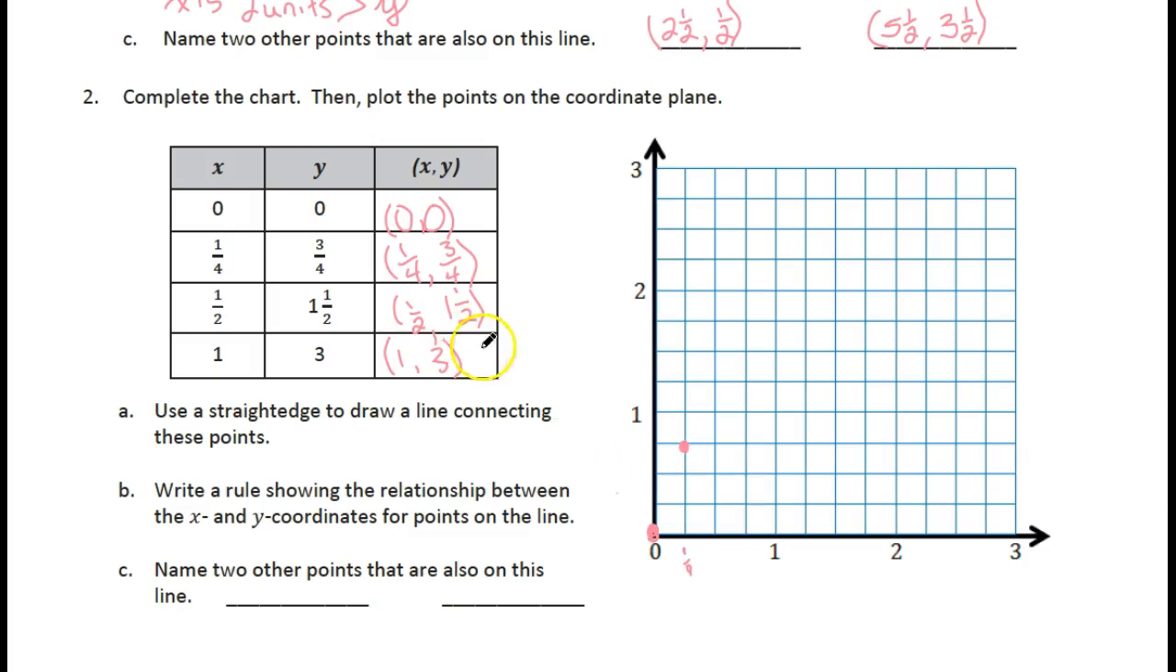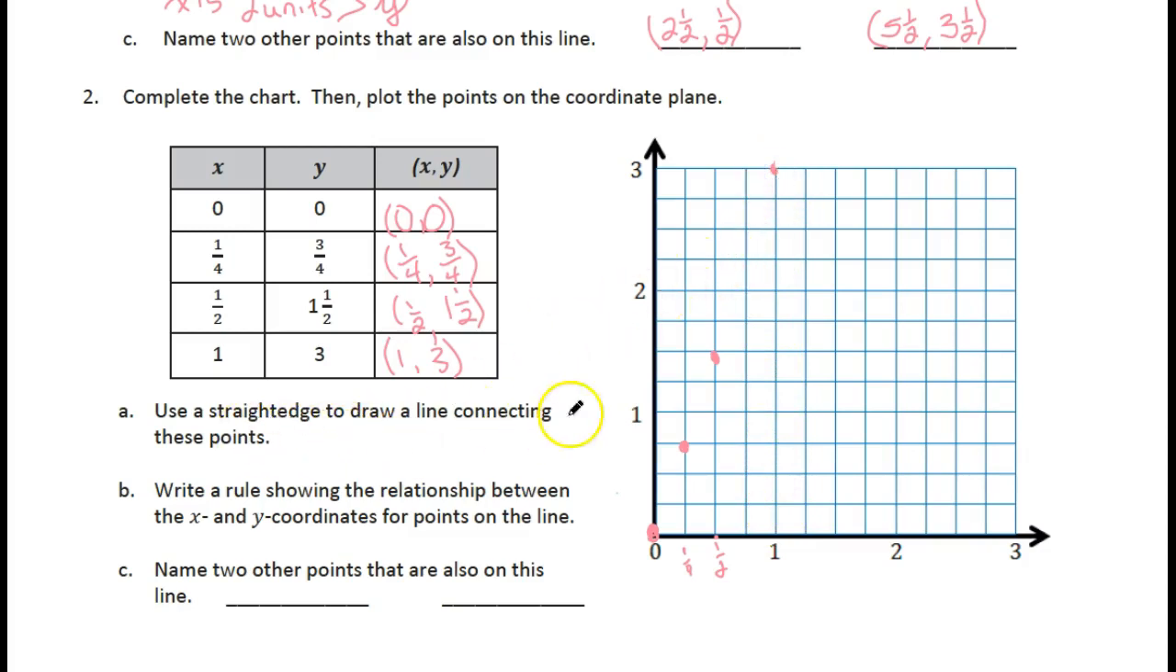The next one is 1/2. This is 1/2 right here. This is halfway between 0 and 1. And we go up to 1 and 1/2. I'm starting to see a diagonal line, are you? Okay, next one, 1 and 3. Way up here.